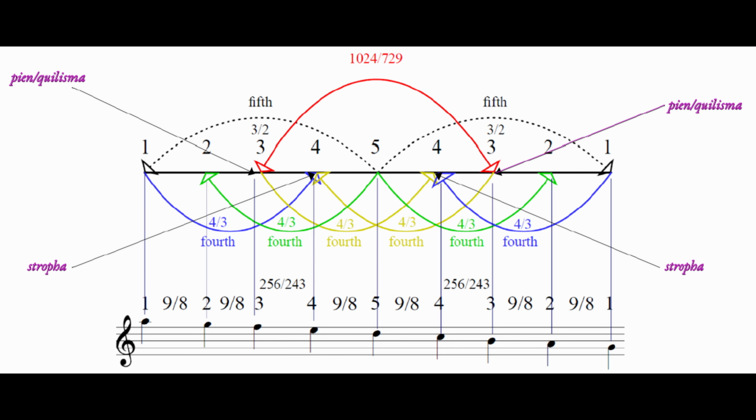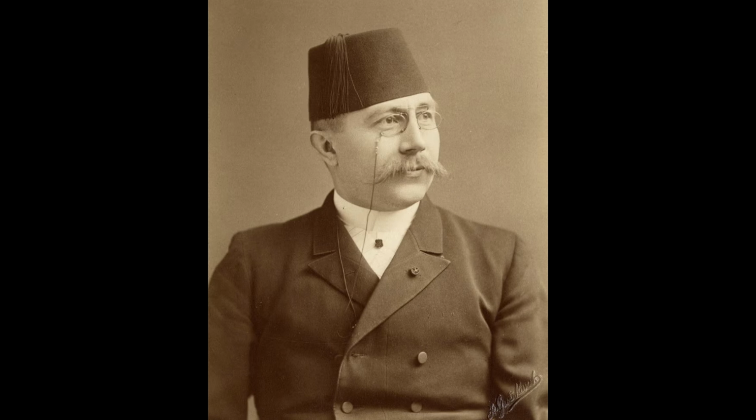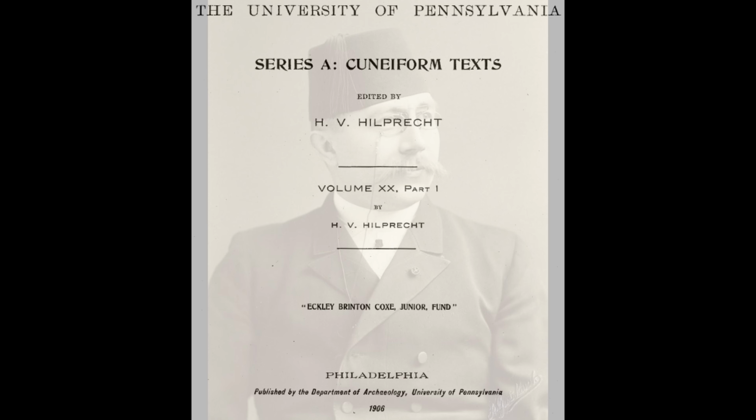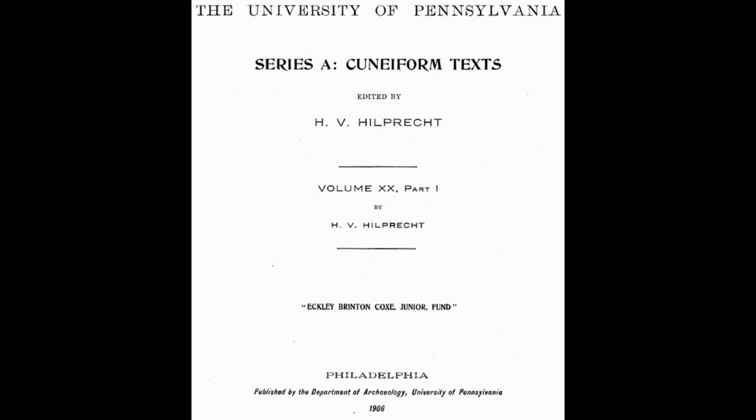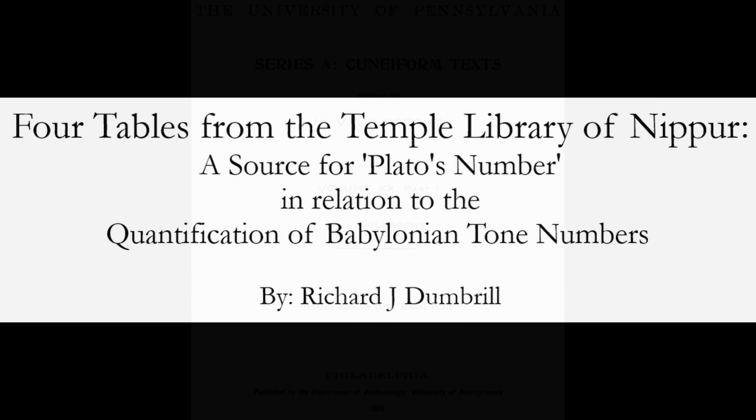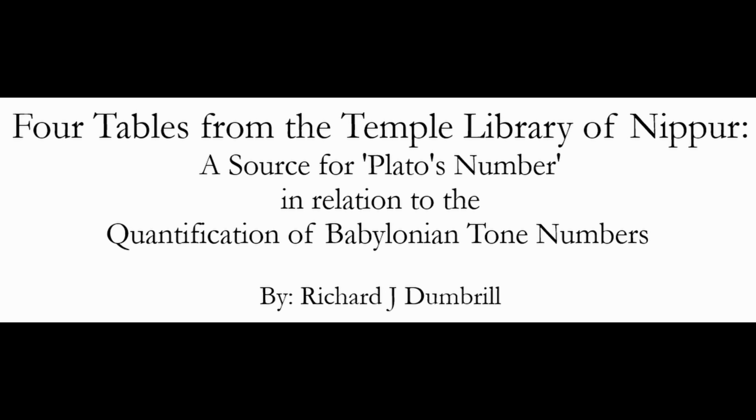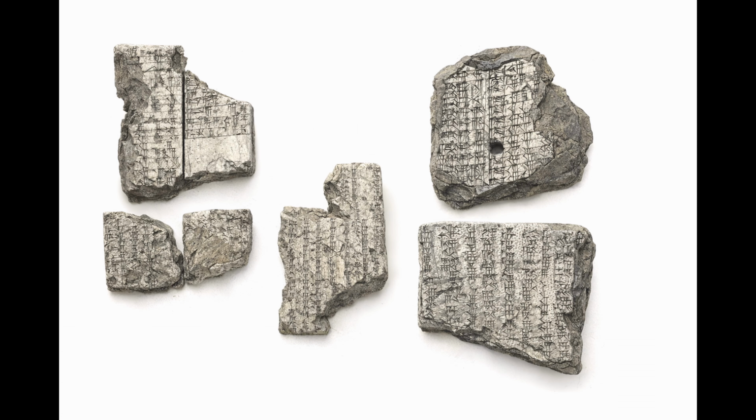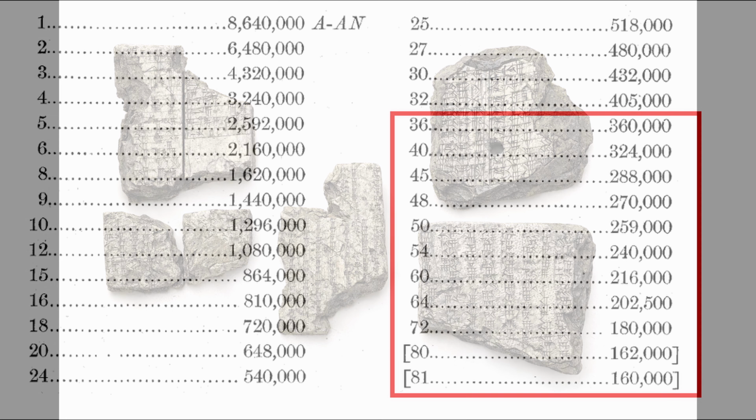Eventually, I came across Hilprecht's work, the Babylonian Expedition of the University of Pennsylvania, Series A cuneiform texts, published in 1906. Subsequently, I wrote a paper titled Four Tables from the Temple Library of Nippur, a Source for Plato's Number, in relation to the quantification of Babylonian tone numbers. Hilprecht's work included a series of 5 fragmentary texts which proved to be essential for the pitch quantification of Babylonian scales. Once collated, they produced the following series.